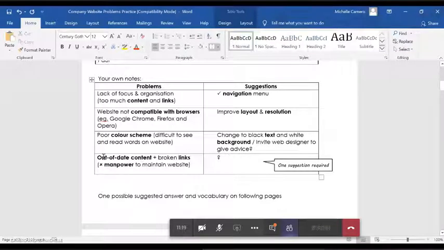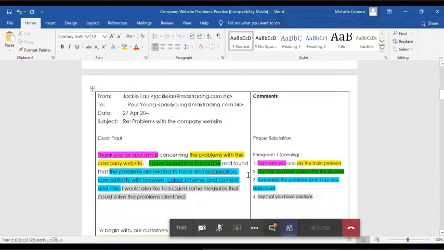All right. Last problem, out-of-date content and broken links. What's more information about that? There's not enough manpower to maintain the website. Notice I said not enough, because there's an X there, so it means something negative. All right, so what should we do? This is where you are going to have to add your own solution and the advantage of that suggested solution, okay? All right, so here is one possible answer.